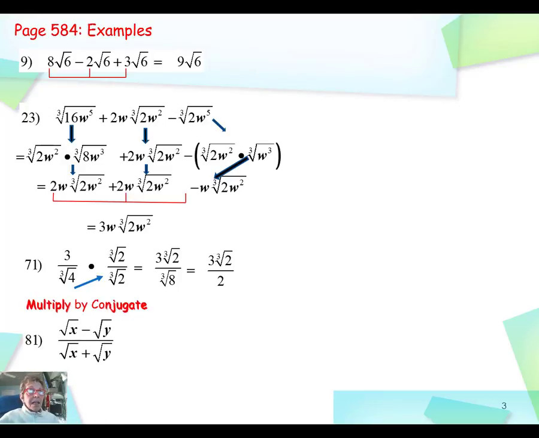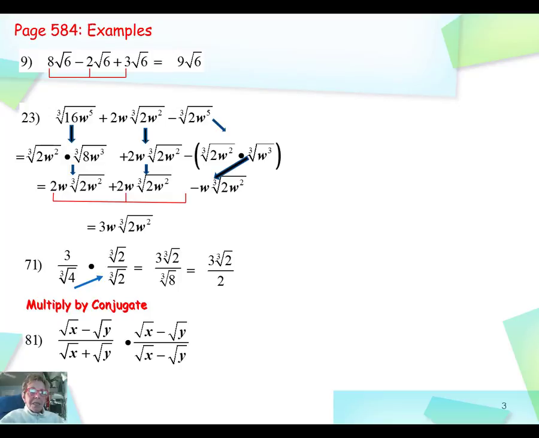My next example is 81, and now I have a binomial radical. I'm going to multiply by a special conjugate again, and if you look at this one, you have to agree that that conjugate is 1. It's the same thing over the numerator and the denominator are the same thing. Now that should look very much like the binomials that you were multiplying in last week's lesson.